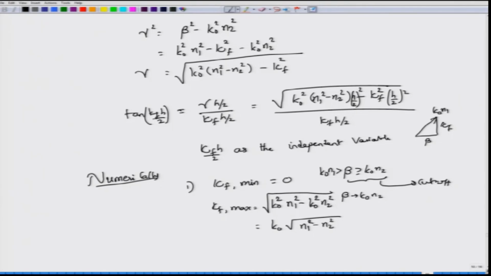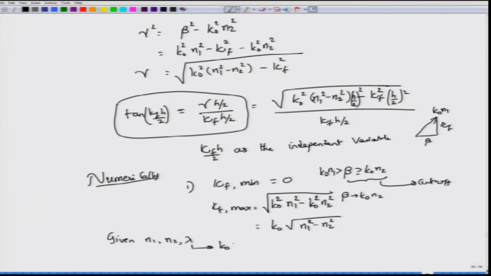So, we have determined the minimum value of kappa f, and we have determined the maximum value of kappa f, and within this range is where we want to plot this equation, or numerically solve this equation. All that you have to do is, given n1, n2, lambda, you can calculate the k0 value, because k0 is basically 2 pi by lambda, and lambda will usually be specified in the free space region. So, these are the parameters that you need. Oh, you also need the height of the waveguide, let us say that is h. Then what you have to do is first determine the minimum and maximum values of kappa f.